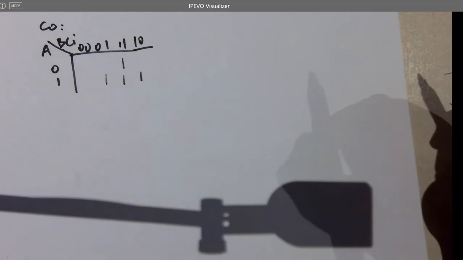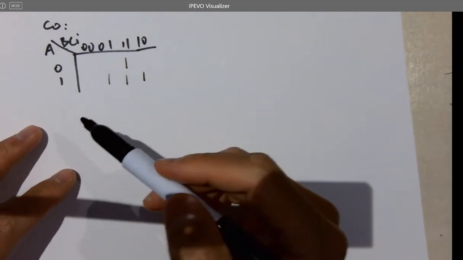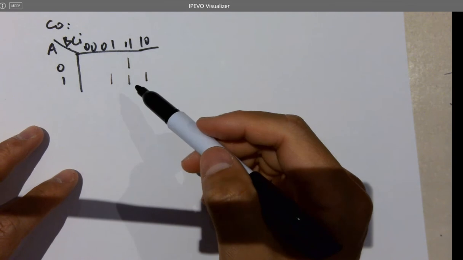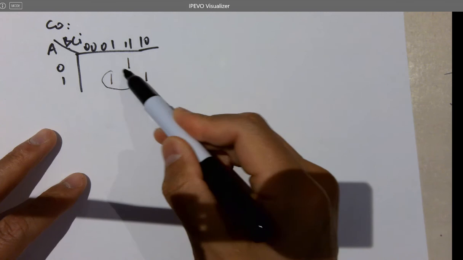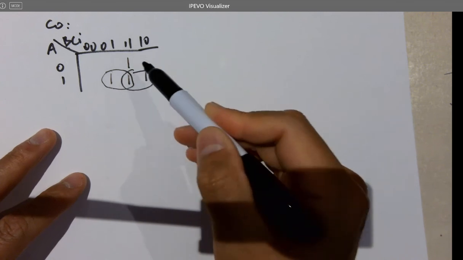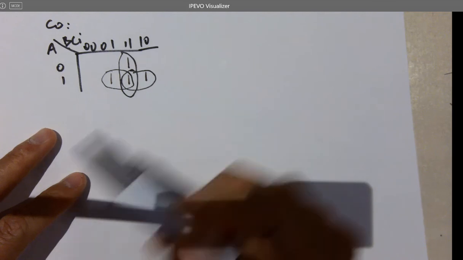So how would you want to do it? Can you group 3 of them at once? No, just 2s or 4s, right? Yeah. So 3 groups.